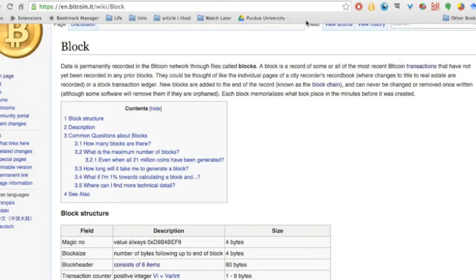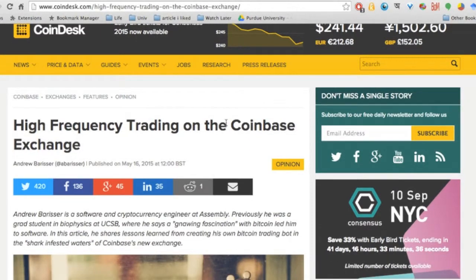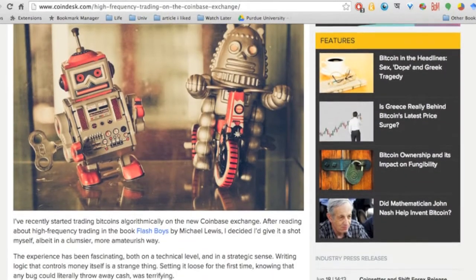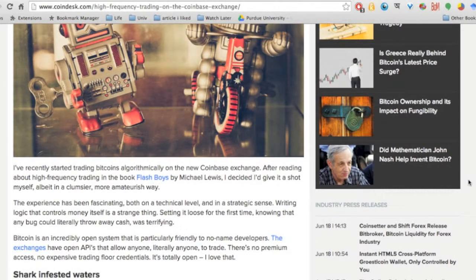I like to read the CoinDesk. CoinDesk provides very reliable news on Bitcoin, and I liked recent news like this one, where this article described how the late mathematician John Nash probably helped inventing Bitcoin with his idea and proposition of ideal money.